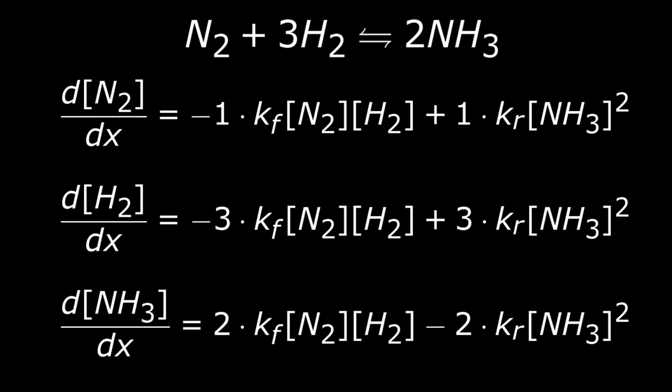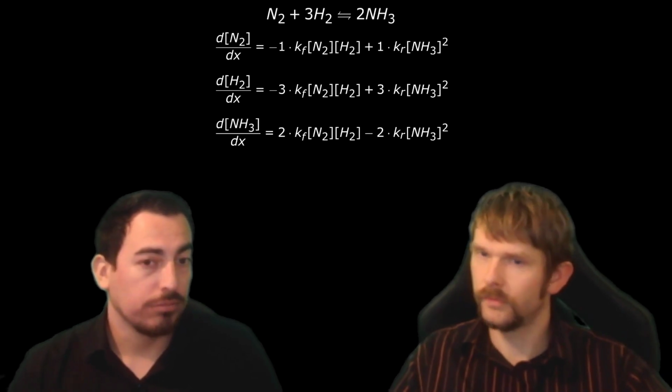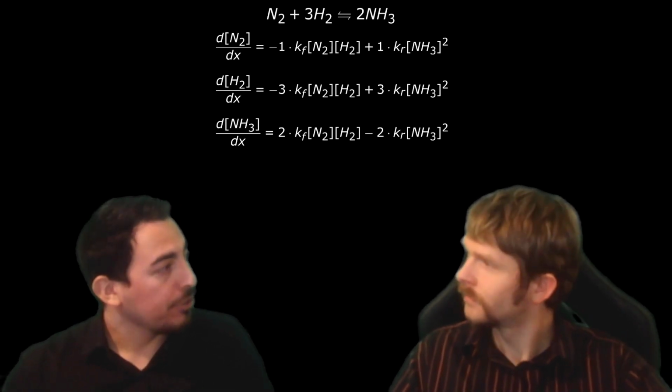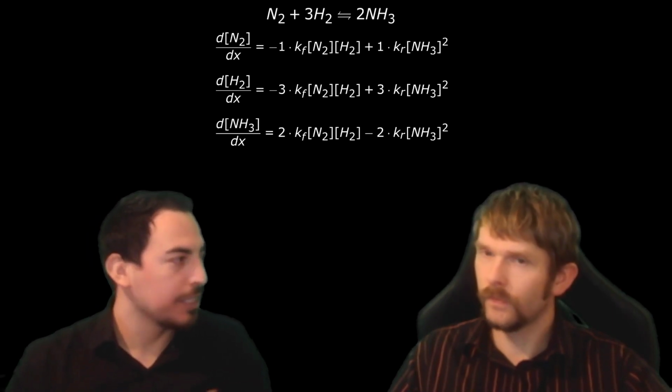The left terms are modeling the forward reaction, which follows a non-elementary rate law. And the right terms model the backward reaction, which follows an elementary rate law. So now I'm curious about how to implement this in Rust, and why Rust, Tim?